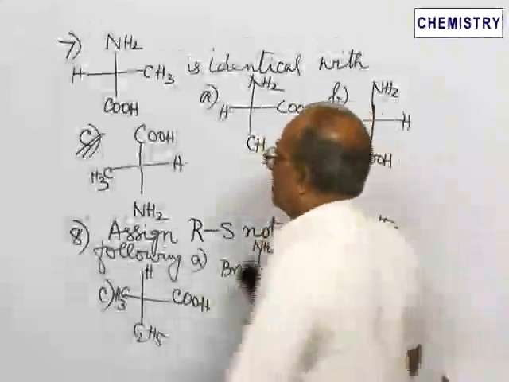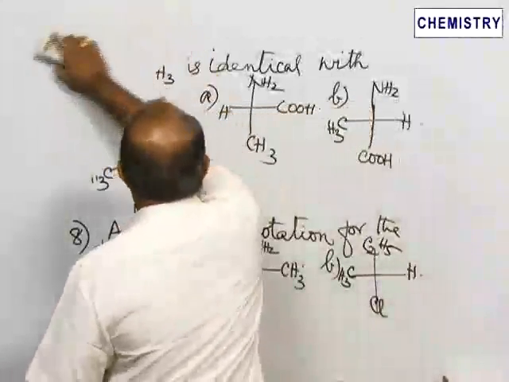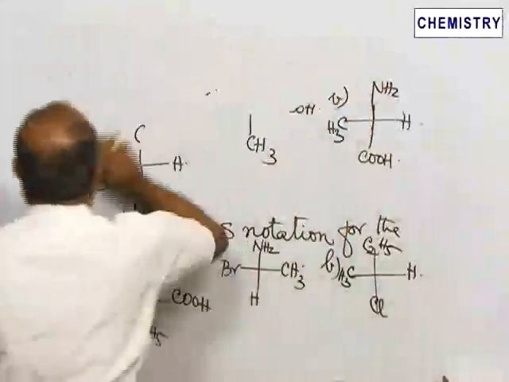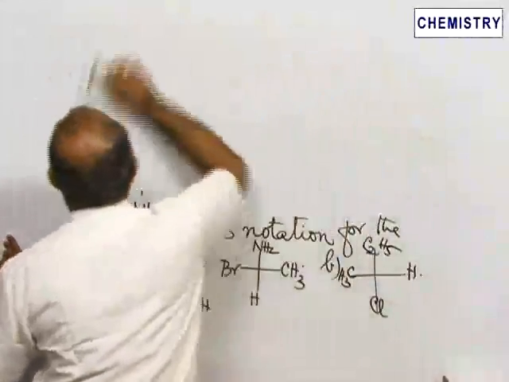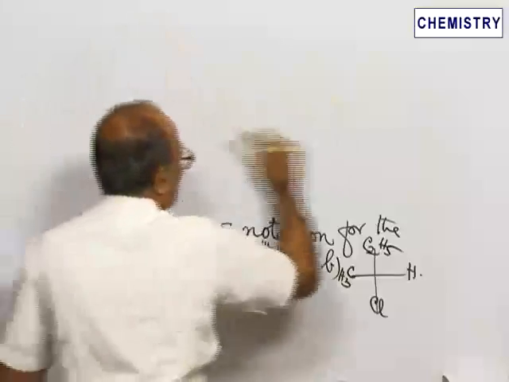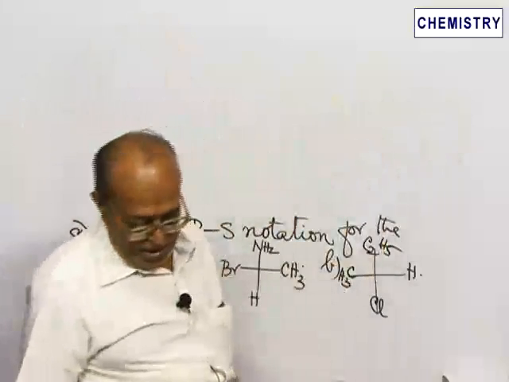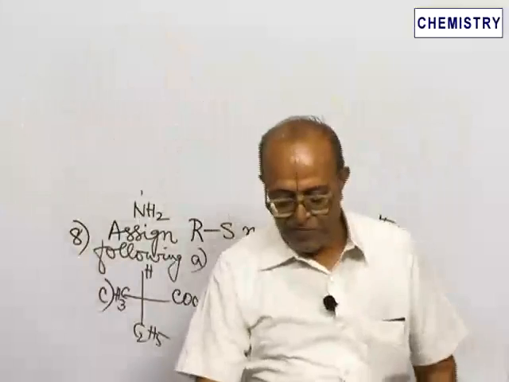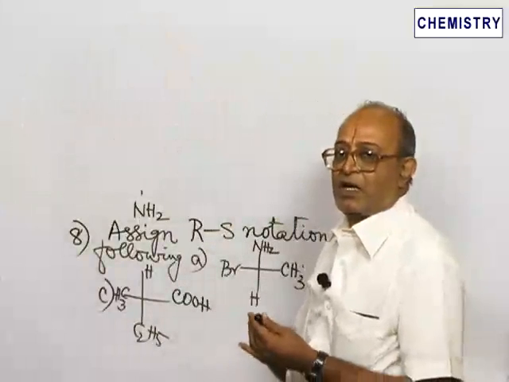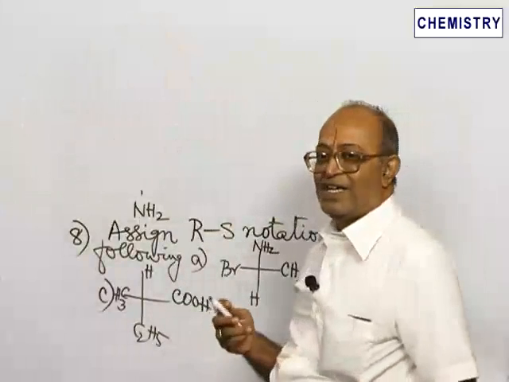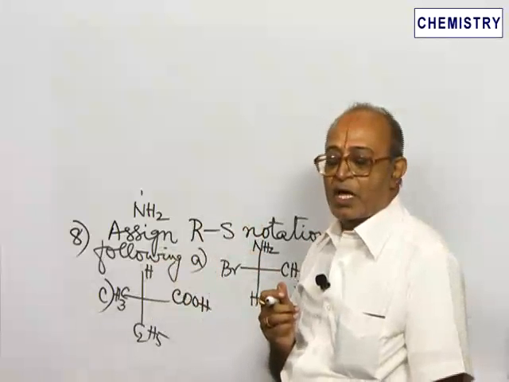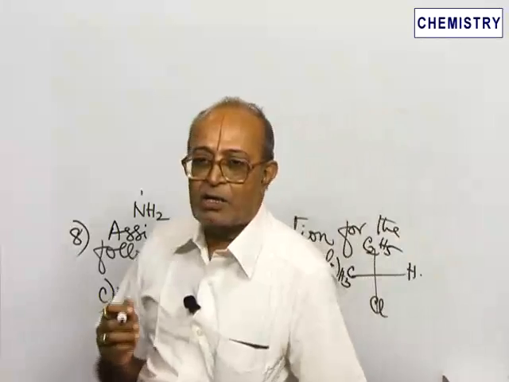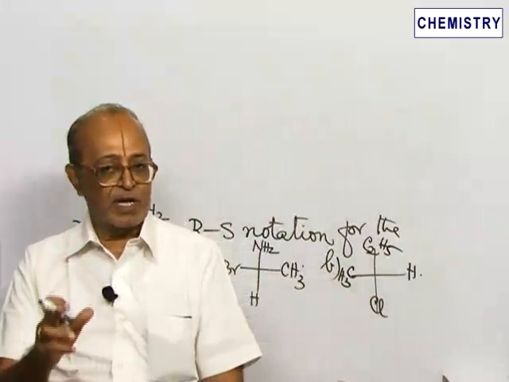All right. Come to question number 8. Now, in today's class, I have indicated that instead of cis and trans, we can follow EZ notation for geometrical isomers proposed by Cahn, Ingold and Prelog.